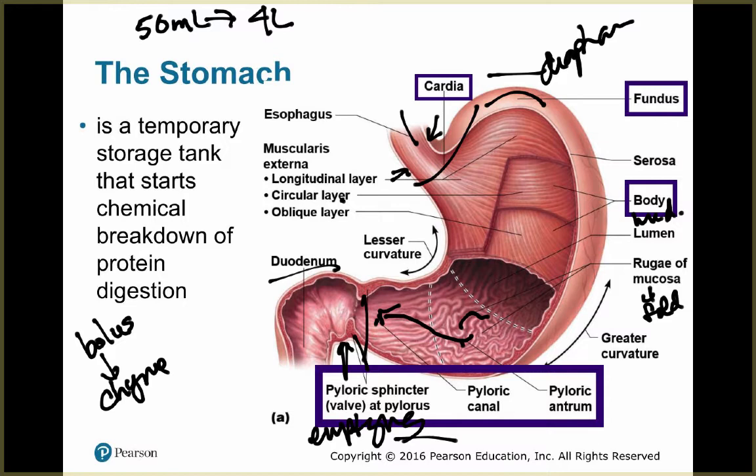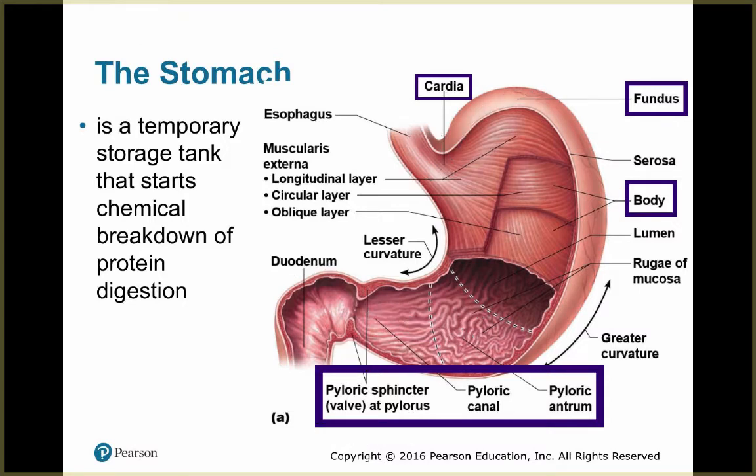And so as we're going through here, you can even see they're talking about the greater curvature area that's down here. This is that convex lateral surface of the stomach. The lesser curvature is on the other side. As you can see, that curve is a little bit smaller. This is the concave medial surface of the stomach.